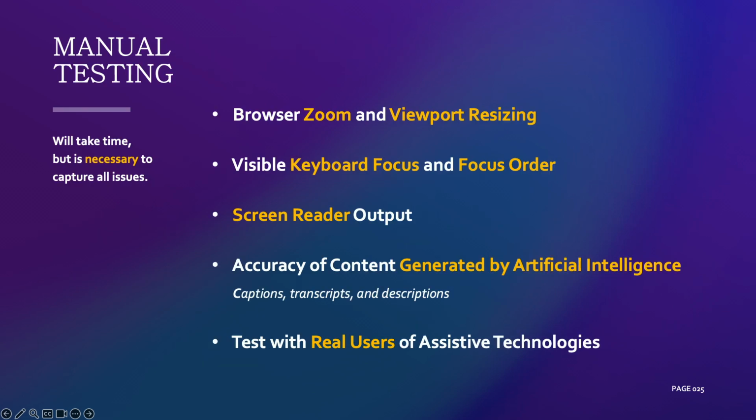Manual testing is necessary because there are certain things that you just cannot do with automated tools. And these are some of them. You can check browser zoom and viewport resizing. That is a big thing that you can just do with your browser. It's easy, but there are considerations you have to make there. Visible keyboard focus and focus order, you do that with the keyboard. Screen reader output is important. You need to make sure it works.